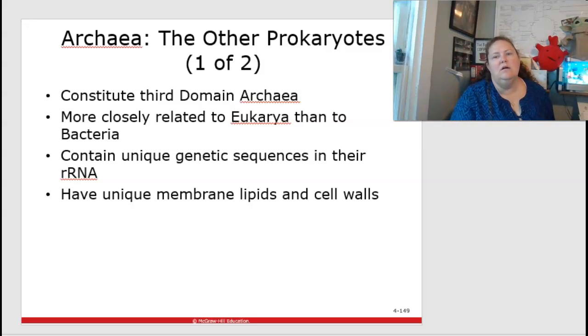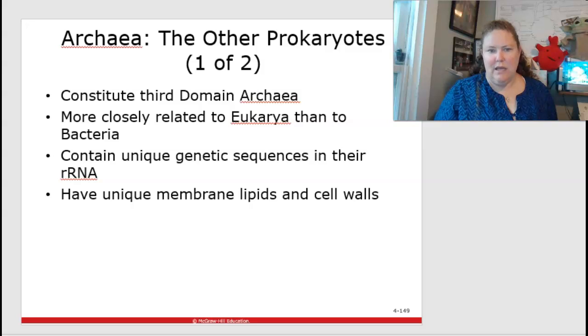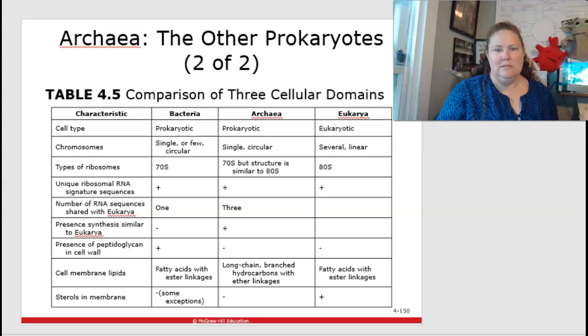The archaea of the other prokaryotes, these would constitute the third domain, which is archaea. And these are more closely related to eukaryotic cells than bacteria. And they contain unique genetic sequences in their rRNA, so the ribosomal RNA. And these have unique membrane lipids and cell walls. So here is a table of comparison of the 3 different domains. So this would be great to print off and study.